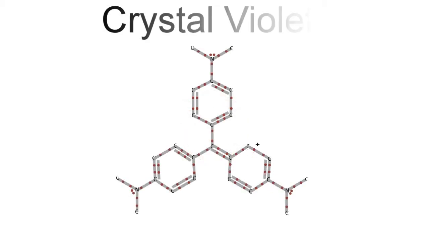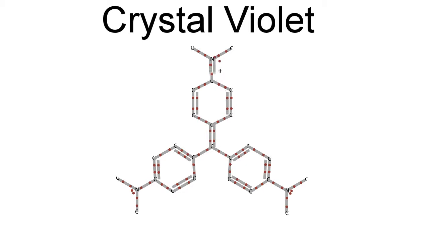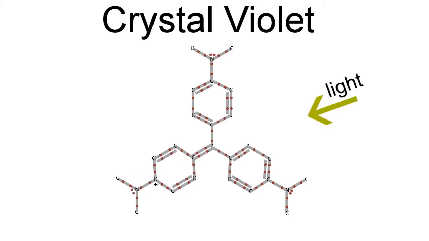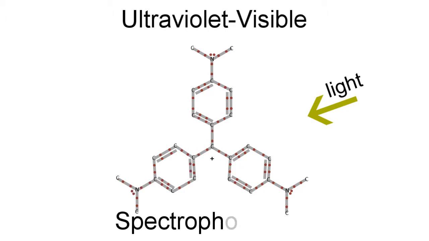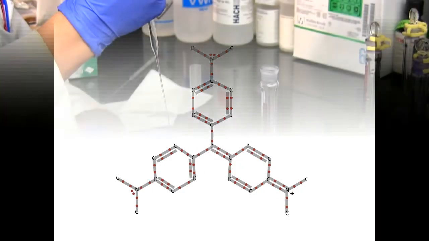If we look back at crystal violet, we can draw many resonance structures because electrons are delocalized across the entire molecule. The delocalized electrons cause crystal violet to absorb light in the visible part of the light spectrum. This is why crystal violet is colored. But you don't have to take my word for it. We can actually measure how crystal violet absorbs light in the laboratory using an instrument called an ultraviolet visible spectrophotometer. So let's do that.